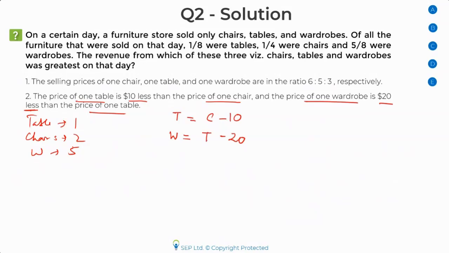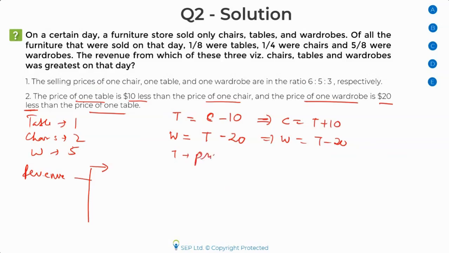Notice I'm not doing a question in a hurry. I'm reading it properly, doing it properly. Now notice, again, I need to find out the revenue, and again, I have a lot of variables. So if I want to work with variables, what you should be able to notice is that chairs and wardrobes both are expressed in terms of T. So I can write chair as T plus 10, and wardrobe as T minus 20. T obviously is the price of a single table. I'm writing it down so that it's perfectly clear to everyone.